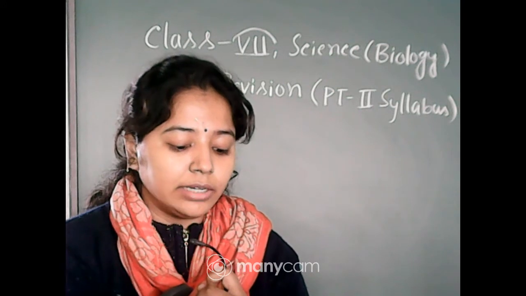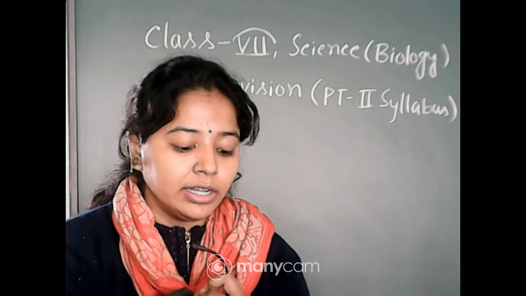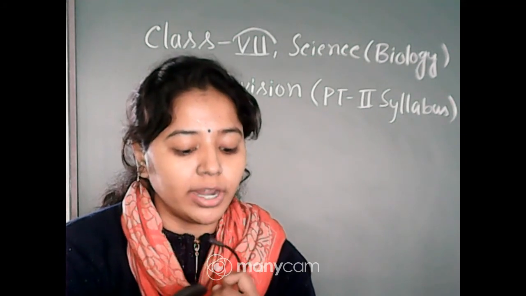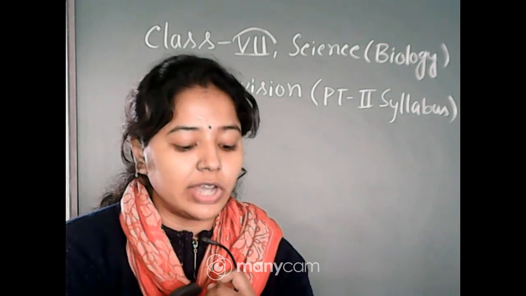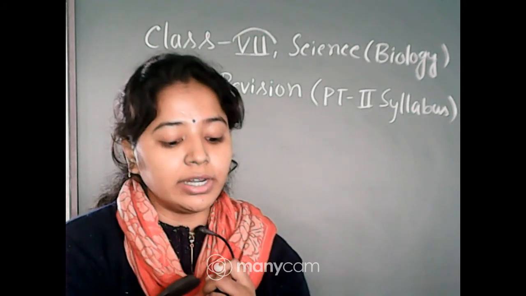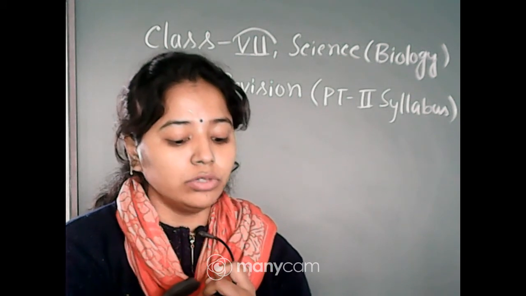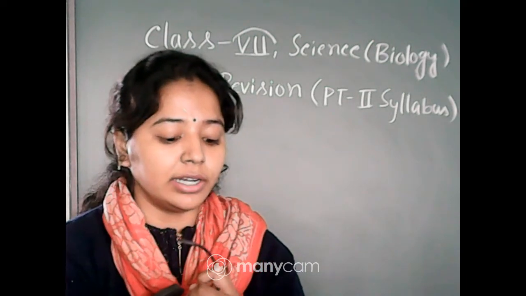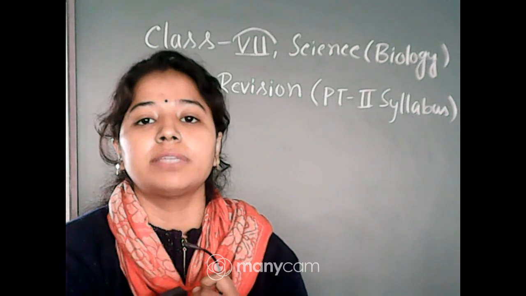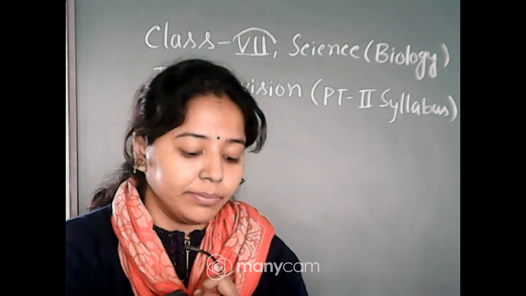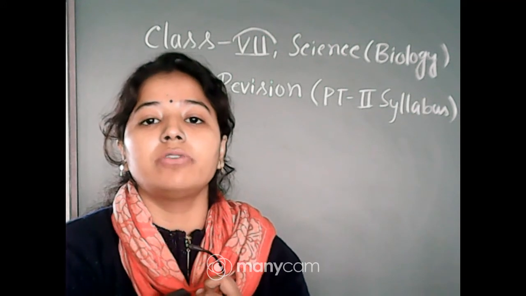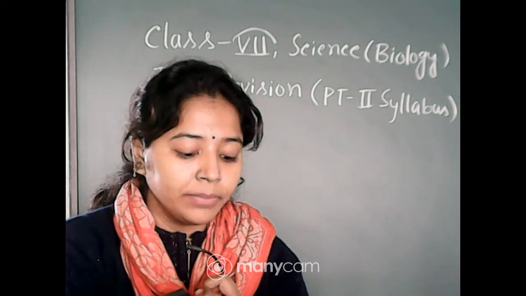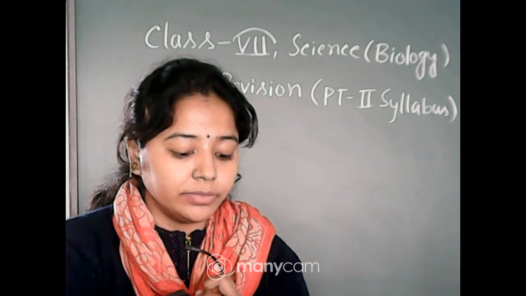Okay. And another question of such type: in the human urinary system, which of these is the most important organ? The options are: first kidney, second ureters, third urinary bladder, and fourth urethra. So what is the most important organ for the excretory system? As you know, this will be the kidney. So this is the most vital part of the urinary system or excretory system.